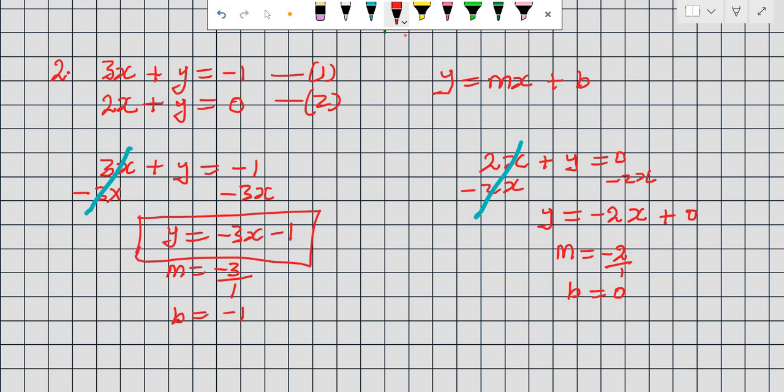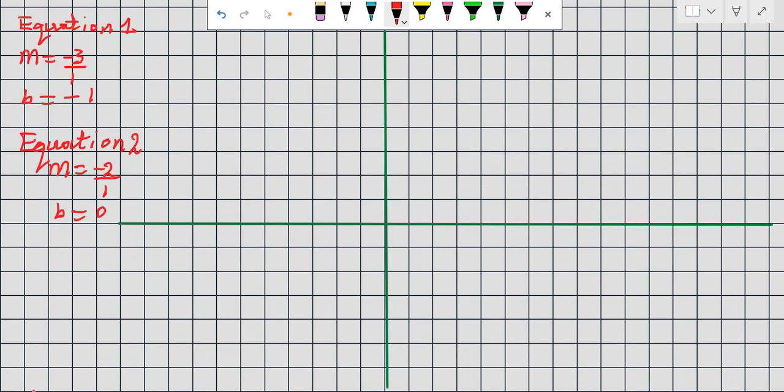I hope you are already familiar with how to change an equation to the slope-intercept form. All right, so once you have done this, then you can proceed with the graphing. So let's move on to that. We have the slope of equation 1 to be -3 over 1, and the y-intercept is -1. So let's start with that. The y-intercept is -1, so you come over to the y-axis, and -1 is at this point.